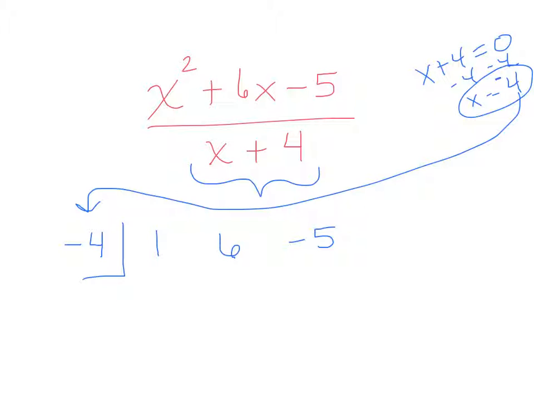So that's my setup. I look at the denominator, I solve it for 0. That's how I got negative 4. And then I take all the coefficients out of the x's. Then leave a space and draw a line like that. This is what I call the action row right here. This is where all the action is going to occur.